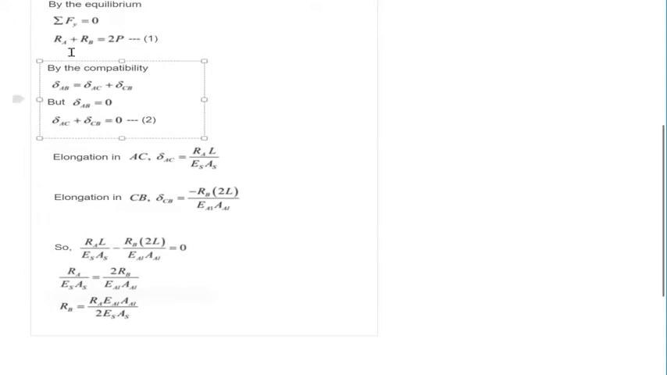This would be really convenient. So everything now is in the same, so everything now is calculated, so we can find the reaction at A in terms of the moduli of elasticity and the cross-sectional areas and the load.